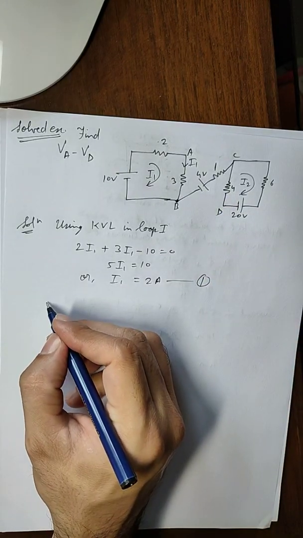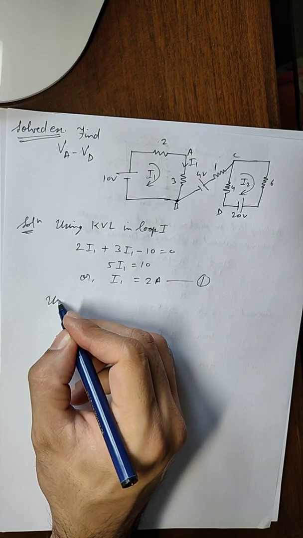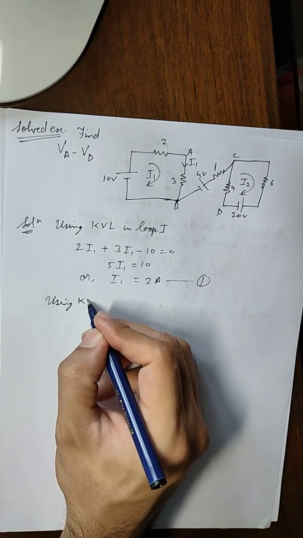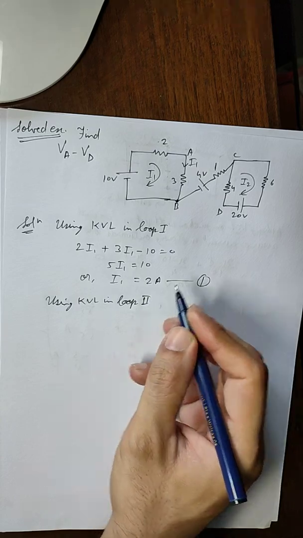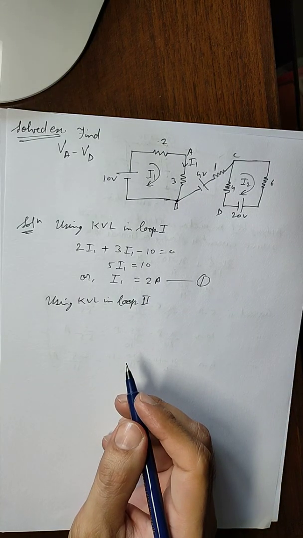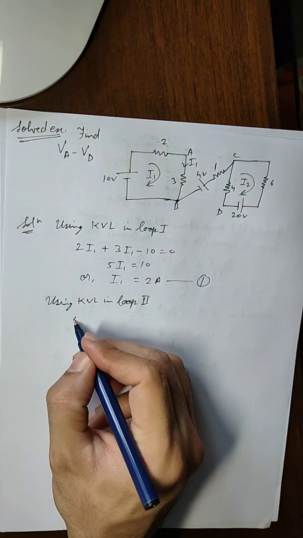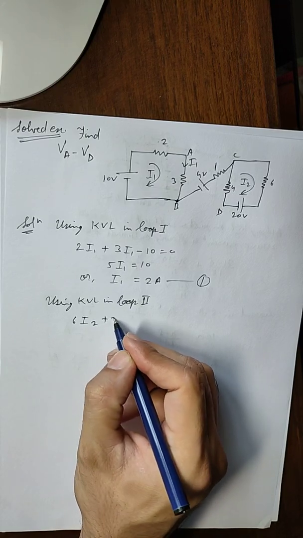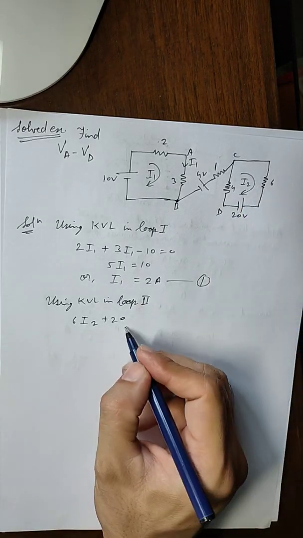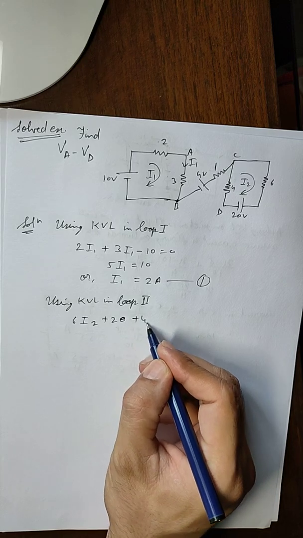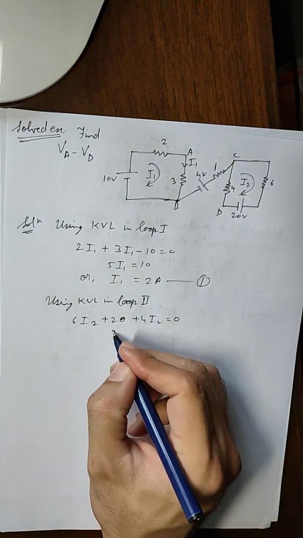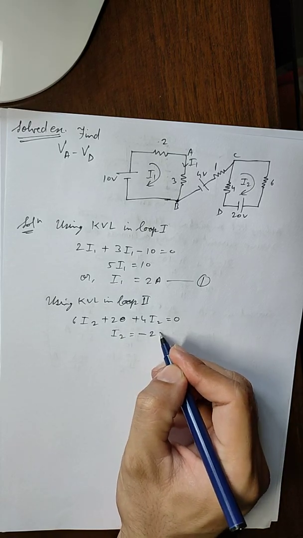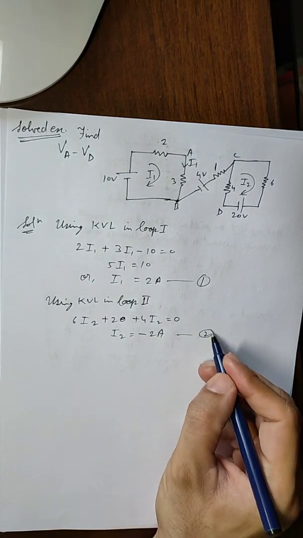So similarly, if we use KVL in second loop, in this loop, again we can write the equation: 6I2 plus 20, as we are entering the positive terminal, so plus 20, plus 4I2 equals 0. So solving this, we will get I2 equals minus 2 amperes. This will be our second equation.